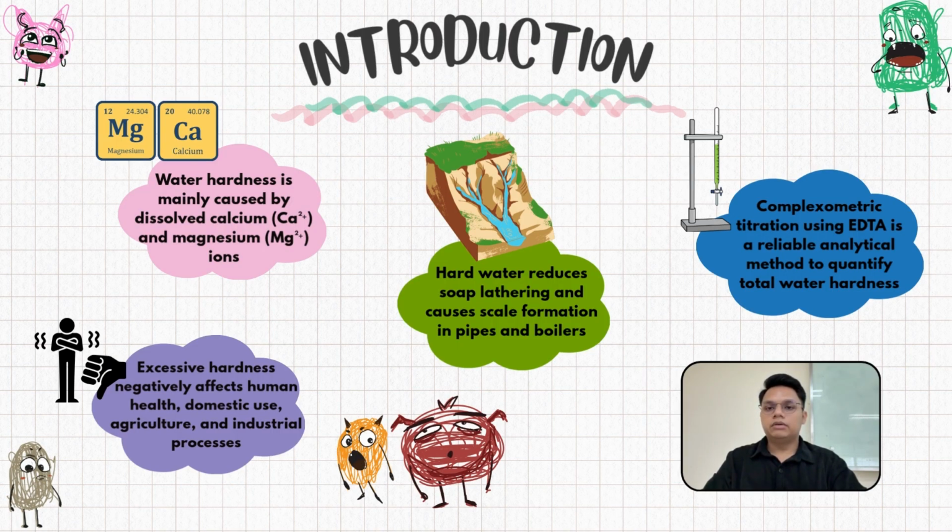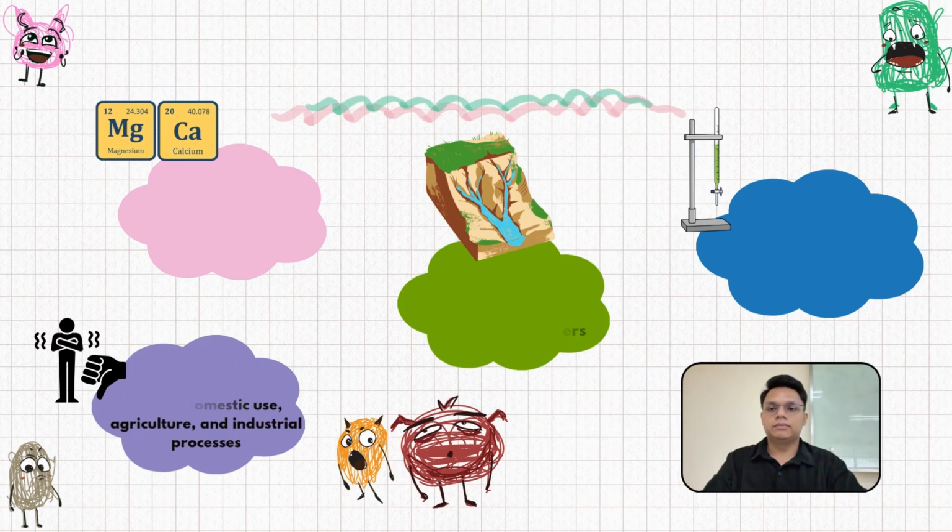For the measurement of water hardness using EDTA titration, this method is widely used to determine total water hardness. EDTA acts as a chelating agent that binds specifically with calcium and magnesium ions present in the water sample. This method provides accurate and reproducible results, making it suitable for laboratory analysis of water quality.